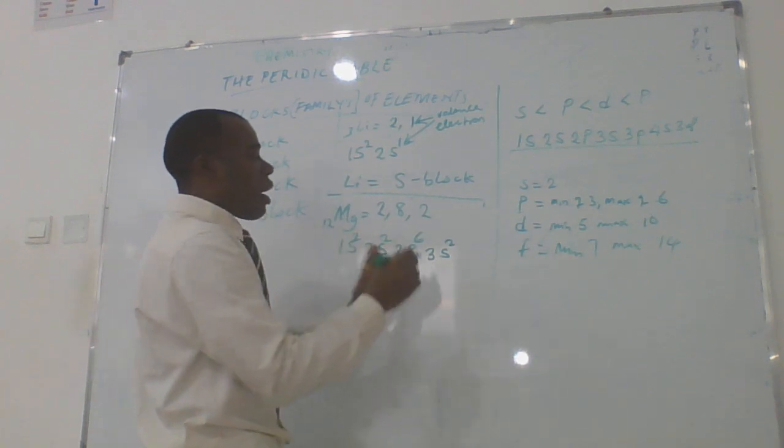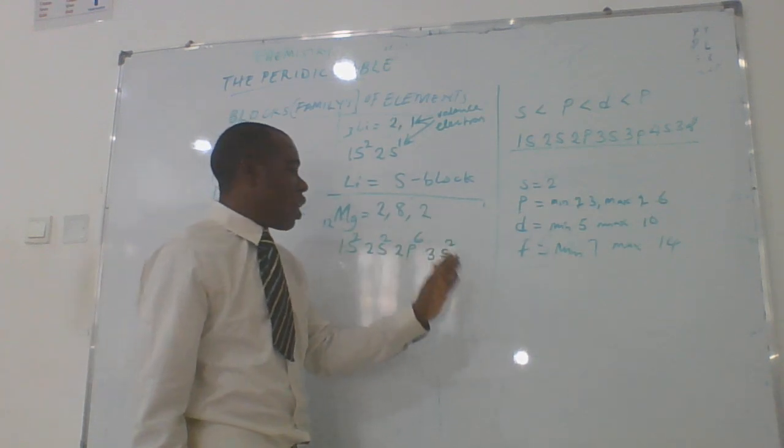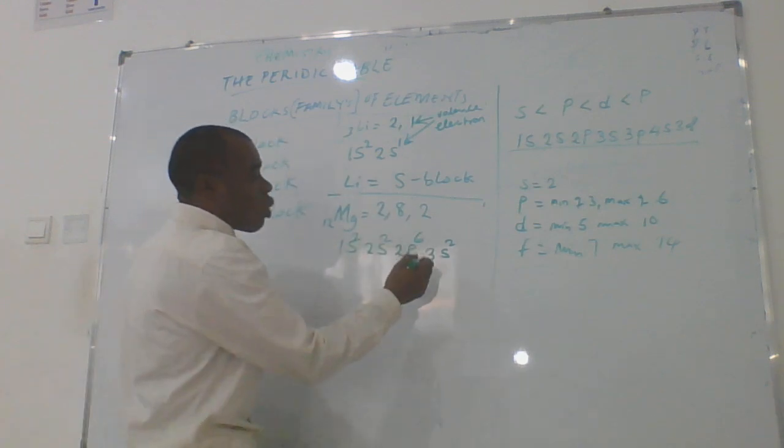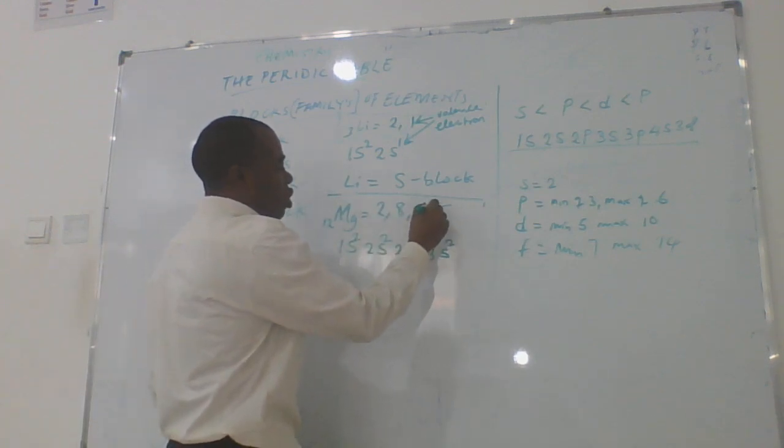This is the normal ground state configuration of magnesium. And look at the valence electron.